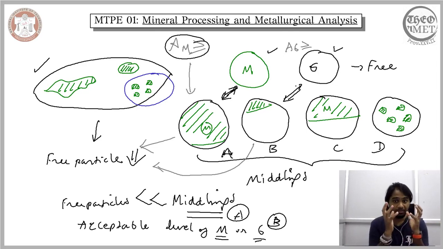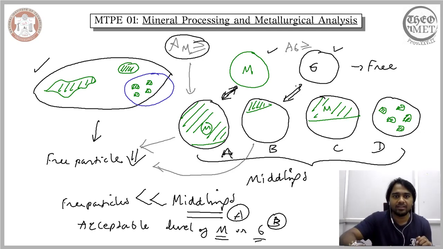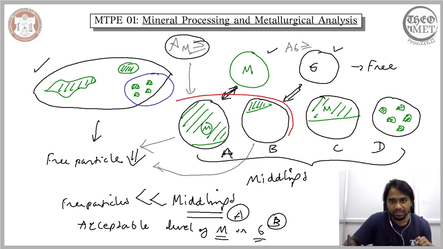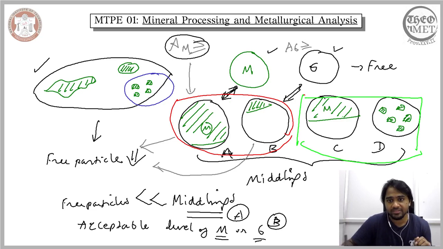When your middling comprises a considerable amount of mineral or greater, you treat it as a free mineral particle. By doing that we can now get rid of these two categories of middlings and consider only these two, C and D, for subsequent comminution.